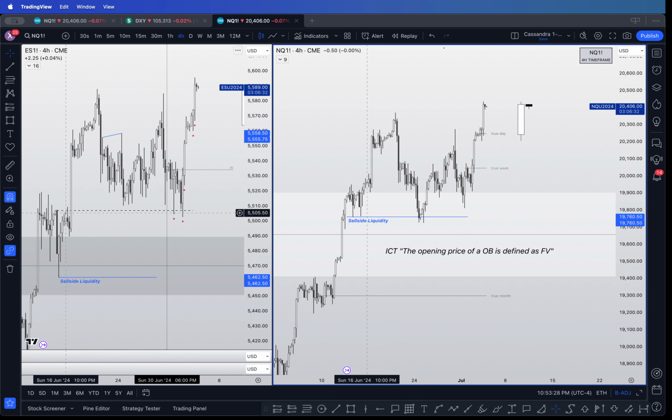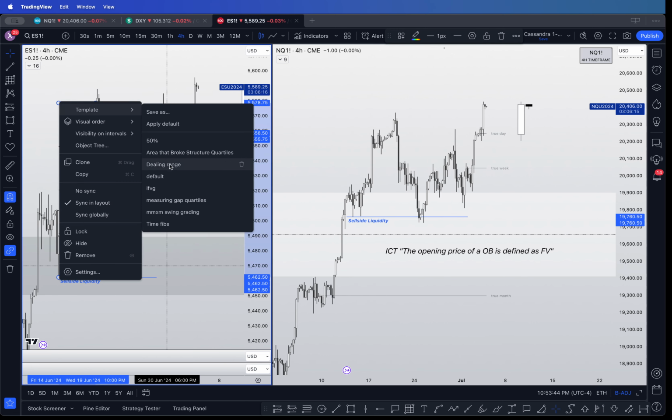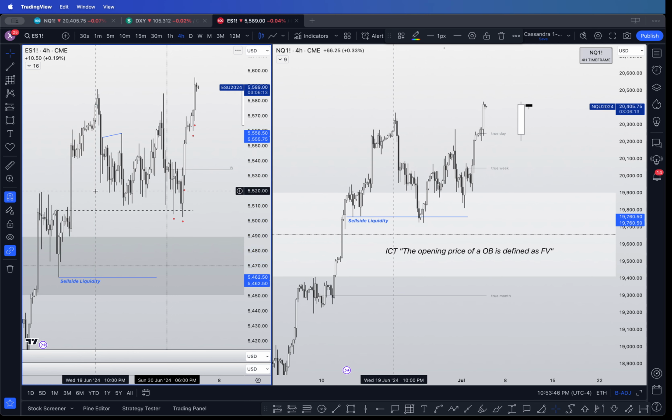So where has price failed to offer? Fair value. Where do we form the weekly SMT this weekend? Fair value. Of what? This dealing range. I'm not talking about premium discount fair value. I'm not talking about this type of fair value, which is a dealing range. What I'm talking about is the displacement leg, the dealing range, right?